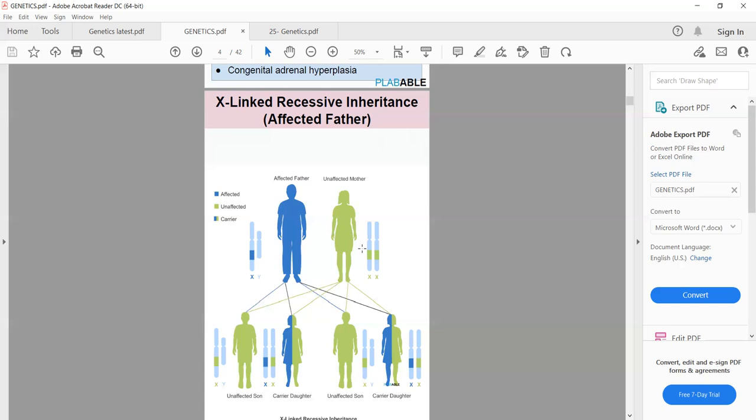So from this discussion, we can infer that X-linked diseases commonly affect males. So if a pedigree is given to you in the PLAB 1 exam and only males are affected, then you can say that this disease is an X-linked disease, because X-linked diseases commonly affect males. Only one defective gene can cause the disease in males, while in females, two defective genes are required to cause the disease in case of X-linked recessive diseases. That's why X-linked recessive diseases affect girls less commonly.